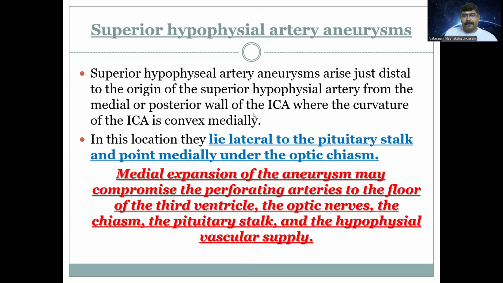The superior hypophyseal artery aneurysms arise just distal to the origin of the superior hypophyseal artery from the medial or posterior wall of the ICA, where the curvature of the ICA is convex medially. In this location, they lie lateral to the pituitary stalk and point medially under the optic nerve. The medial expansion of the aneurysm may compromise the perforating arteries to the floor of the third ventricle, the optic nerves, the chiasm, the pituitary stalk, and the hypophyseal vascular supply.